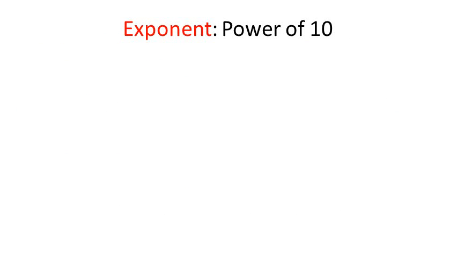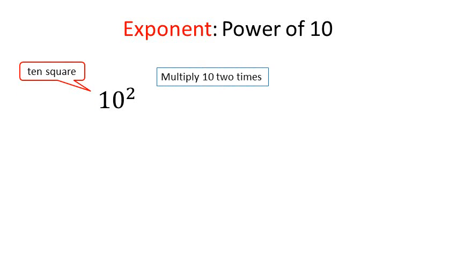When we have an exponent whose base is 10, it is called a power of 10. For example, 10 and a small 2. We read it as 10 to the power of 2, or 10 squared. This means multiply 10 2 times. So it is equal to 10 times 10, which is 100.